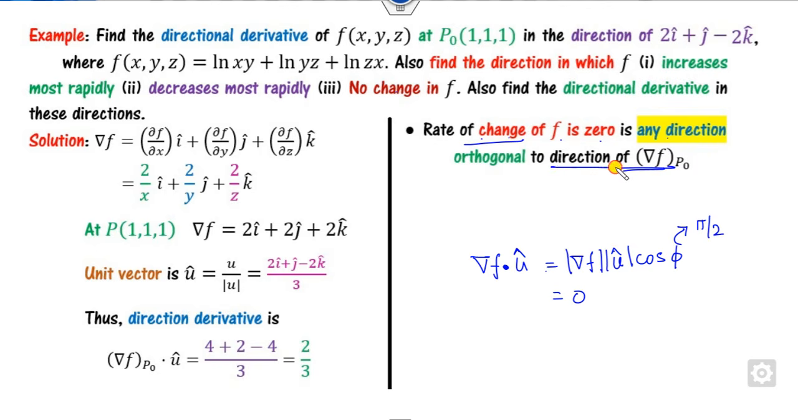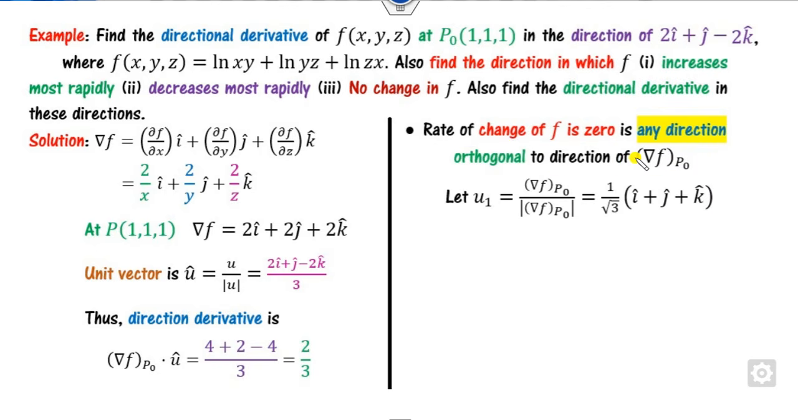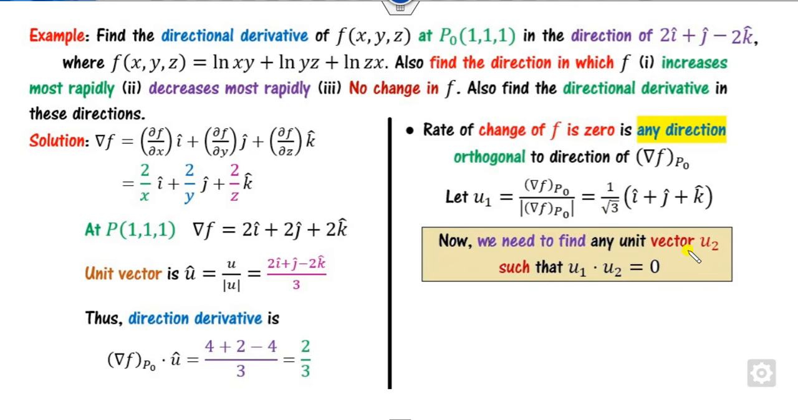So firstly we can find the direction of gradient f, say u1. Now your target is to find any vector u2 such that u1 dot u2 is 0. So you can consider any one of them. Say 1 by, if I consider i plus j minus k, what will happen? You can consider any of the numbers, for example here.